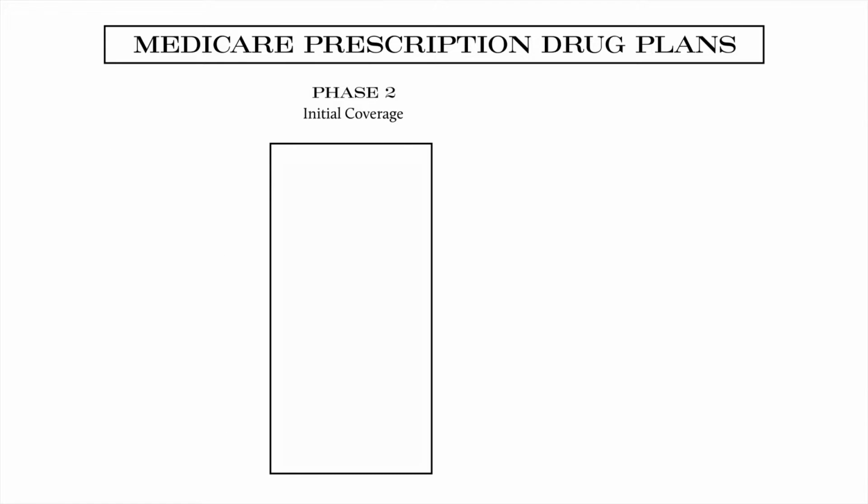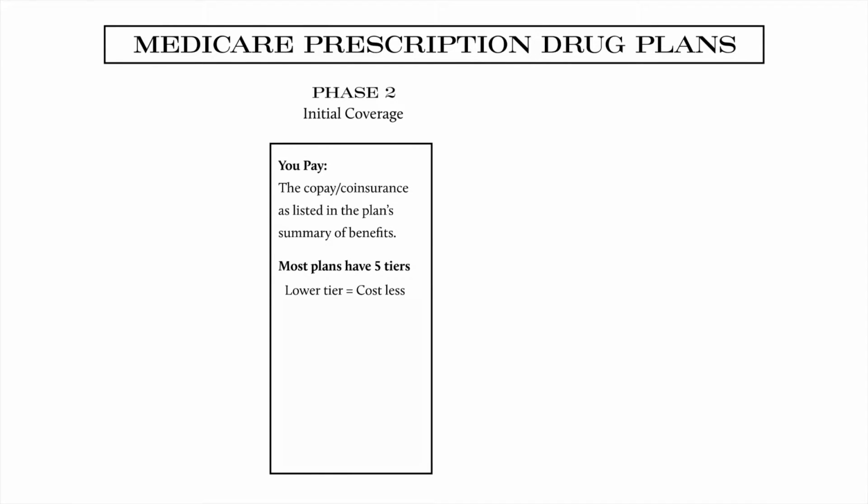Phase 2 is called the initial coverage limit. During this time, you will pay your standard copayment for each medication based on what tier that medication falls in, as outlined in the plan's summary of benefits and the plan's formulary. Most plans have 5 tiers. The lower the tier means the medication is more common and less expensive for you and for the plan. The higher the tier means the medication is the least common and it's a lot more expensive for you and for your plan.